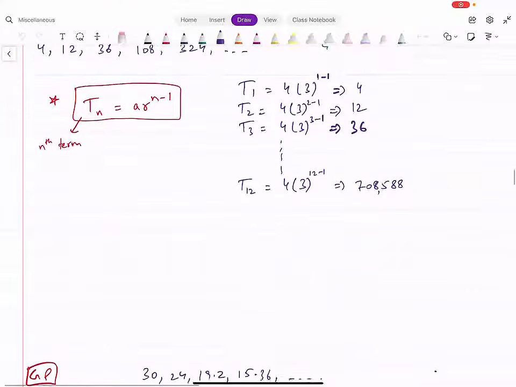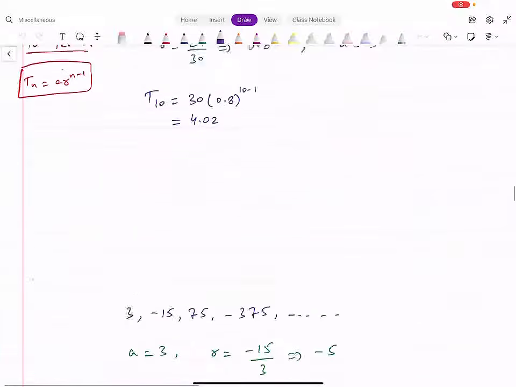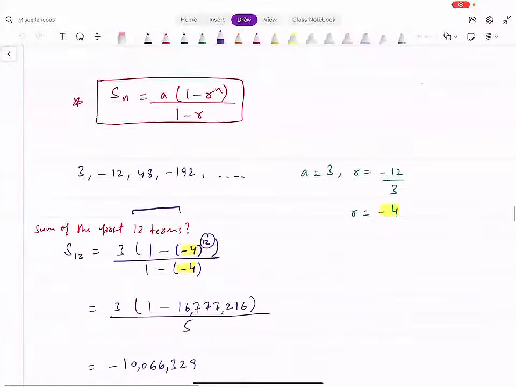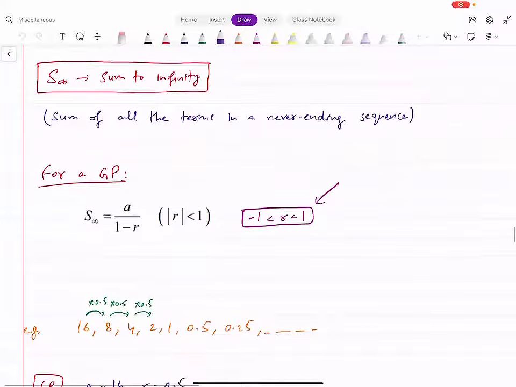You've got formulas for a GP, term formula, इसको कैसे use करना है. And you have the sum formula for a GP. And you have sum to infinity of a GP. How do you figure that out?